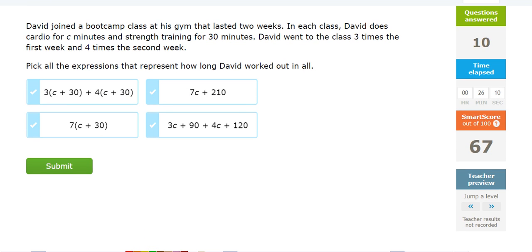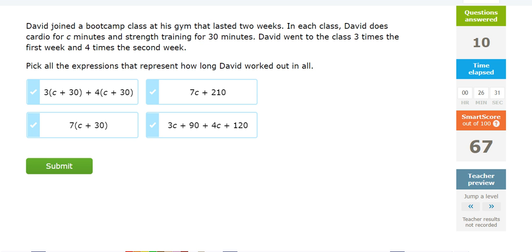Okay, David joined the boot camp at his gym class that lasted 2 weeks. In each class, David does cardio for C minutes and strength training for 30 minutes. David went to the class 3 times the first week and 4 times the second week. Pick all the expressions that represent how long David worked out in all.